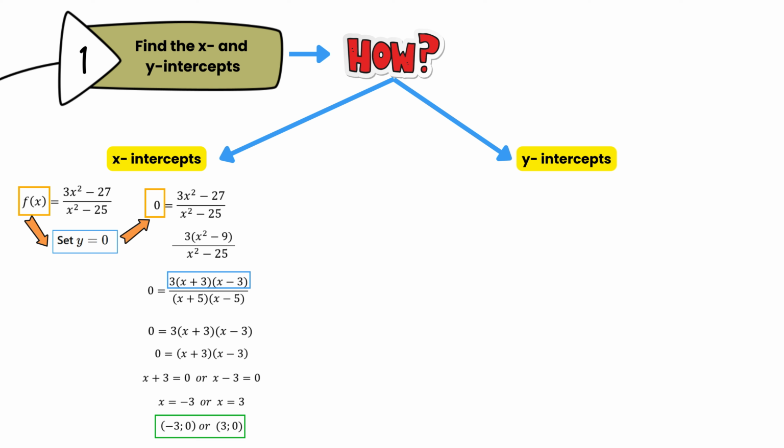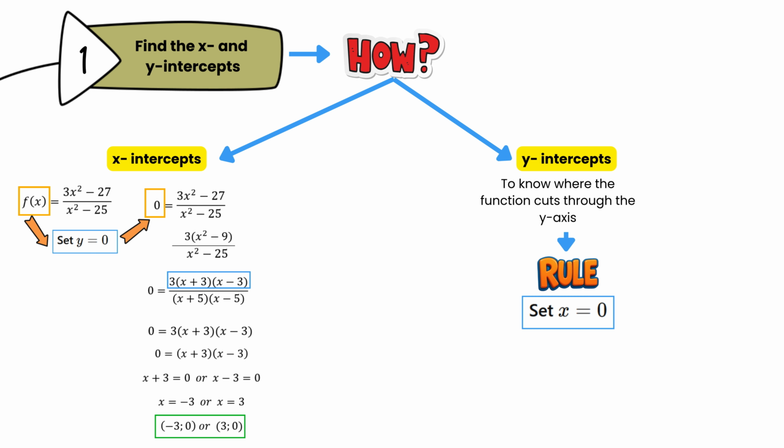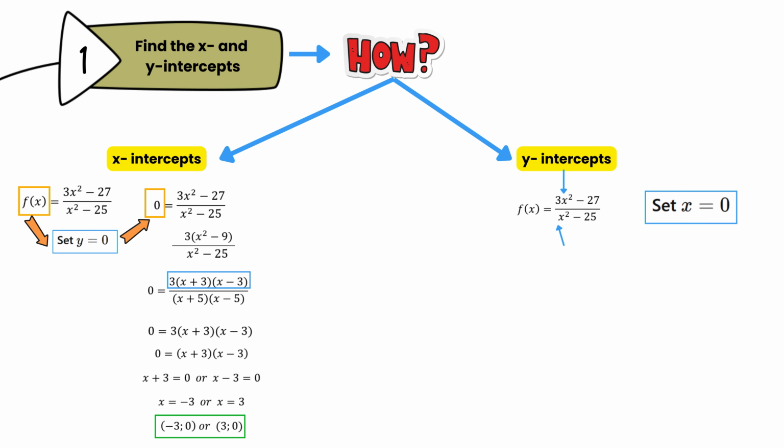Now for the y-intercept, meaning where the function cuts through the y-axis. The rule is simple. If you want to know where a function intersects the y-axis, you just set x equals 0. So wherever you see an x in the function equation, you simply replace it with 0, simplify, and this is the answer you get. That means the function passes through the y-axis at this point.